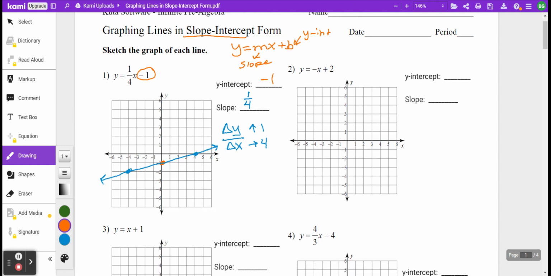All right, let's look at number 2. We have y equals -x plus 2. Again, that plus or minus piece is going to be my y-intercept. So in this case, we have a +2. And we're going to mark +2 on that y-axis.